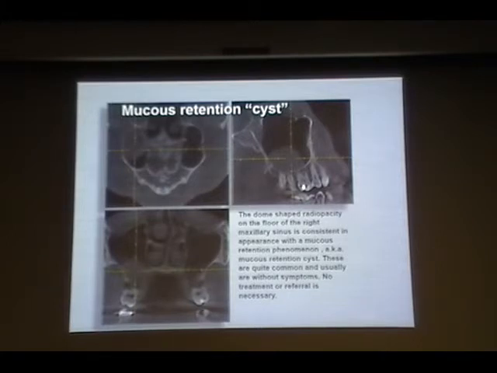So what is happening is, imagine this is the floor of the maxillary sinus, and there is a mucosal thickening that is covering, called the Schneiderian membrane. Then, because of some allergies, the mucus starts accumulating in between, and it grows like this.